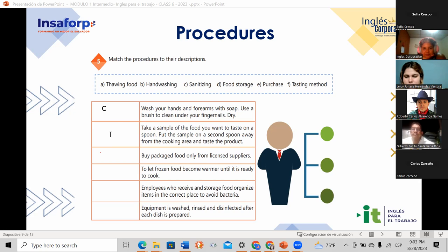Food storage. To let frozen food become warmer until it is ready to cook. This is the second one, the tasting method. Food storage, D. To let frozen food become warmer until it is ready to cook. So you consider that this is D.